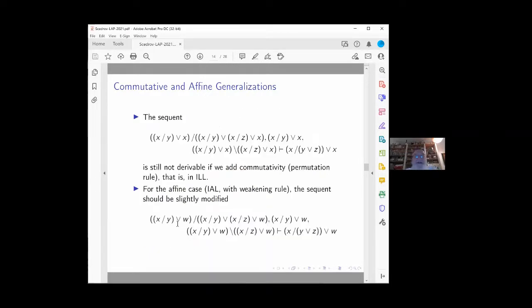Now it turns out that that very sequent, that crazy sequent, is still not derivable even in the presence of commutativity. That is to say, it's not derivable in intuitionistic linear logic. For the affine case, which has the weakening rule, the sequent has to be slightly modified, so you get another crazy sequent. So this counterexample is still there.